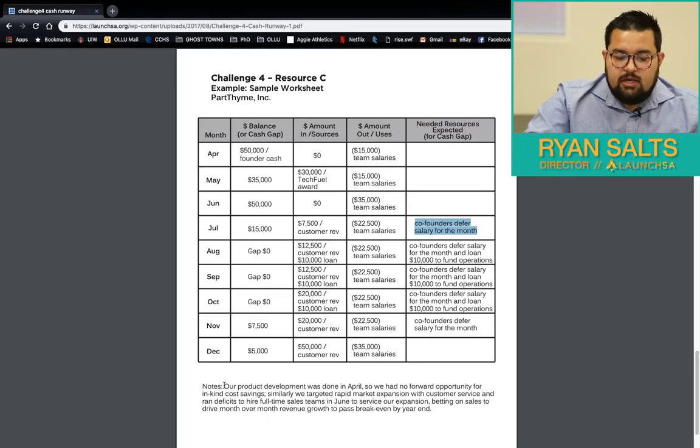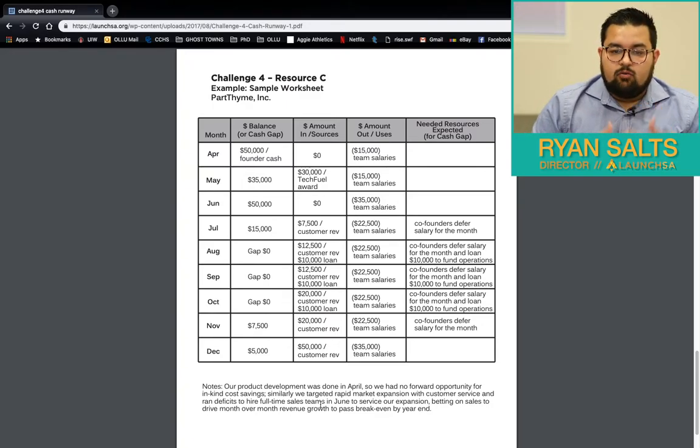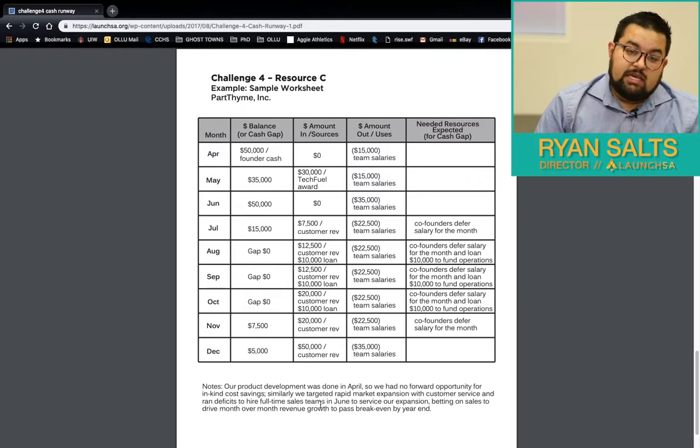You'll notice at the bottom here, I leave a note that explains why we did not have any money in the account. We were working on our product, and in order to pay our developers to continue to do that, we needed to pay them, and I deferred my salaries. We were hoping for rapid market expansion, but we did run into some deficits prior. We hired that full-time salesperson, and we let them go to expand our market. We bet on the sales to drive our revenue growth, and eventually we did break even.